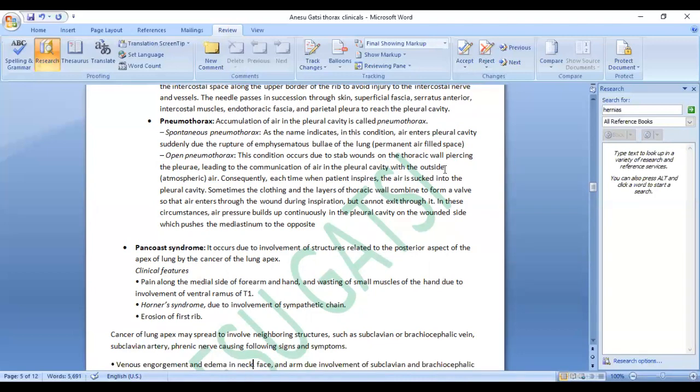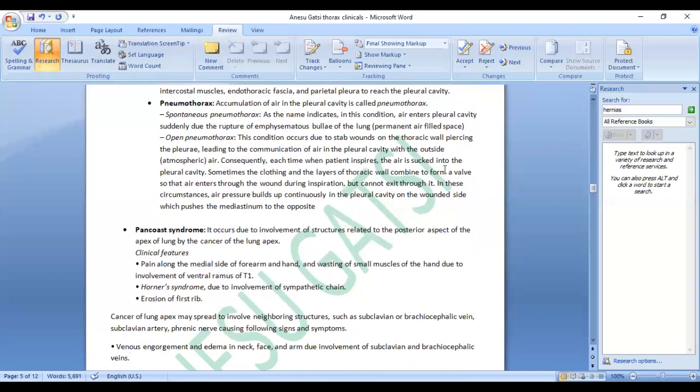It won't be complete because you still have the levator palpebrae superioris, which is supplied by cranial nerve number 3, that is the oculomotor nerve. You may also have pain along the medial side of the forearm and the hand, and wasting of the small muscles of the hand, because you then involve the ventral ramus of T1. And you may also have erosion of the first rib, because remember the first rib is also a relation to this apex of the lung.